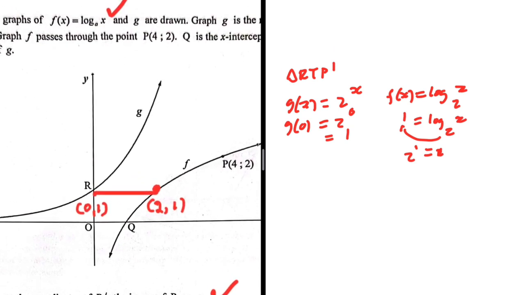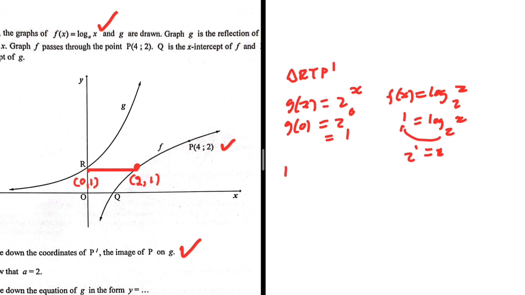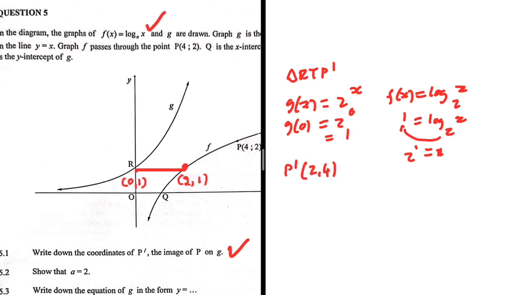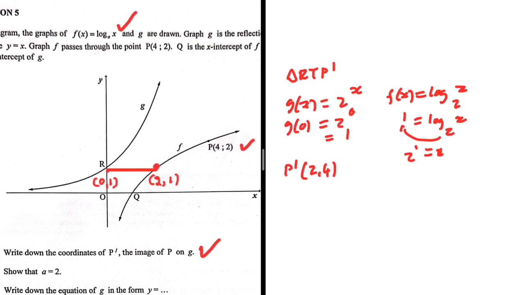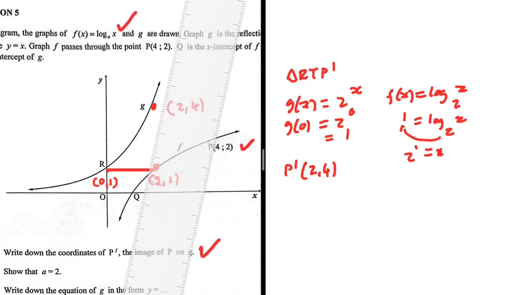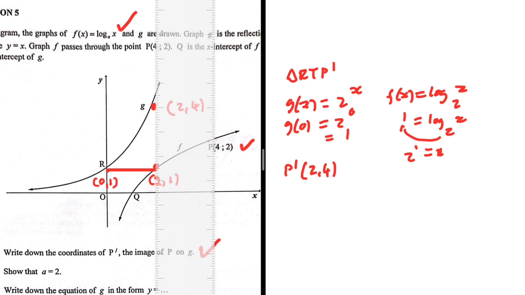Now let's go back to our point P prime. P prime has coordinates 2 and 4. We came up with that in 5.1. So the x value is 2, and it lies on g. So it is somewhere here, right? The x value is 2 and the y value is 4. Right. So let's join these 3 points so that we can calculate the area.